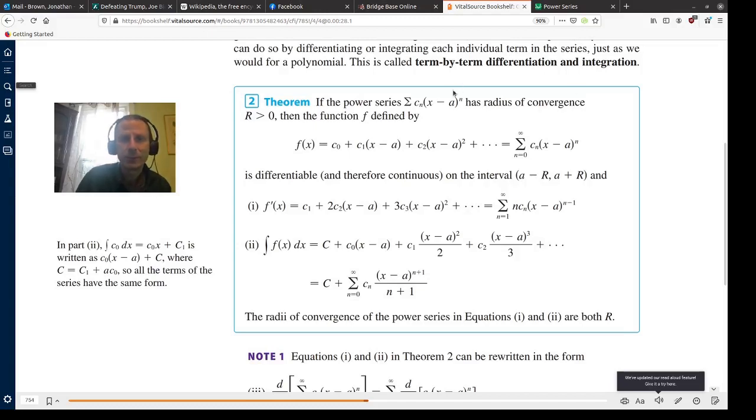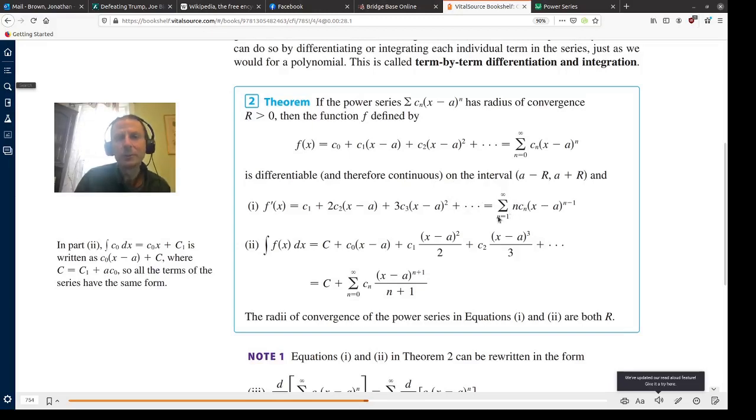So here, if you differentiate (x − a)^n, just one term of this, you of course get n times (x − a)^(n−1). So therefore, the derivative of the entire power series, the sum from n equals 0 of c_n (x − a)^n, is simply the sum from n equals 1 to infinity of n times c_n times (x − a)^(n−1). Could not be simpler. You don't have to bother with the 0 term here.